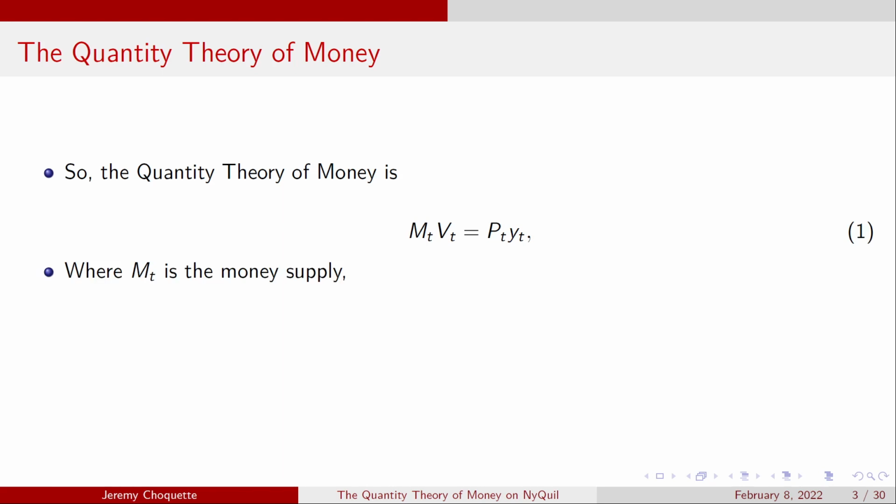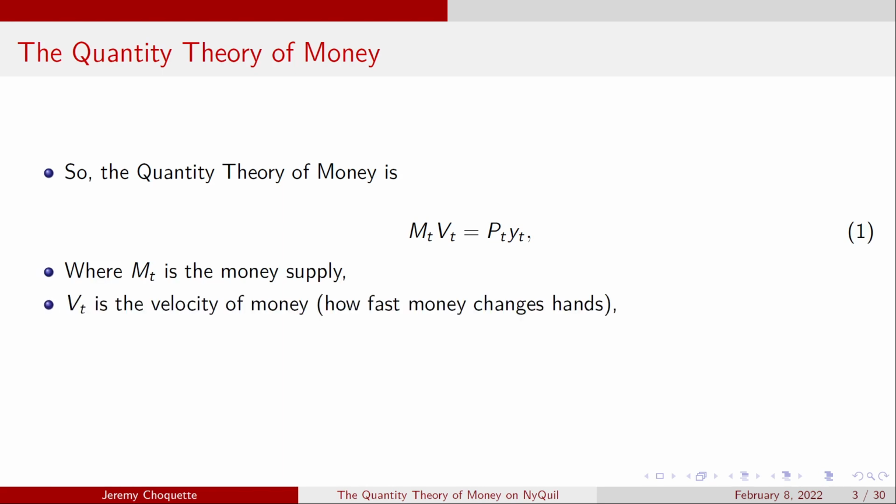Well, M is the money supply, so it's a monetary aggregate of sorts. V is the velocity of money, which is a measurement of how fast money changes hands. We'll get to this in a little bit, don't worry. It seems kind of obscure, and you're like, okay, how do you measure that? Well, we've got ways of measuring it, don't worry. P is the price level, and the last thing is real output or real GDP, which is a lowercase variable indicating it's a real economic variable.